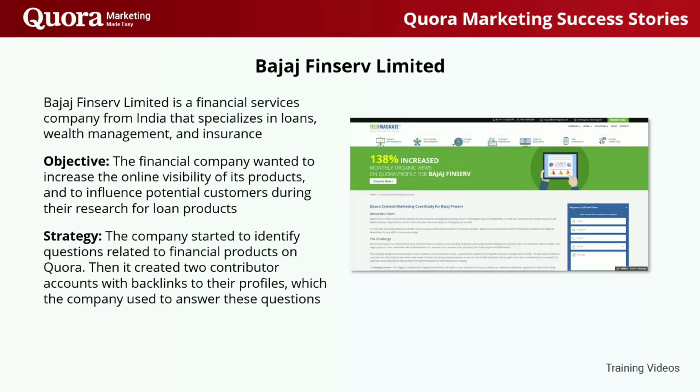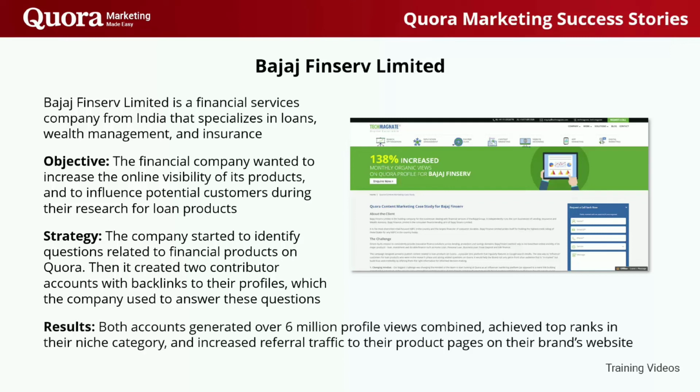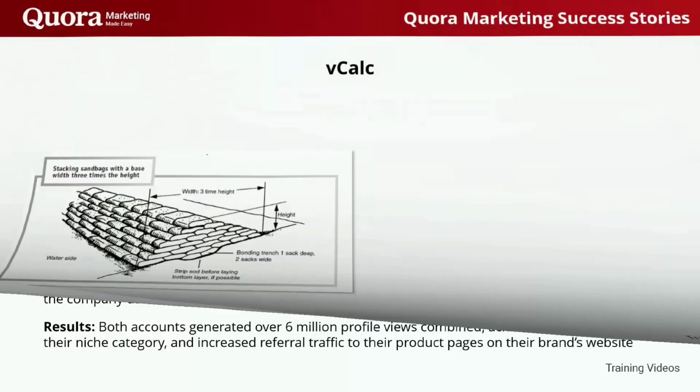Strategy. The company started to identify questions related to financial products on Quora. Then it created 2 contributor accounts with backlinks to their profiles, which the company used to answer these questions. Results? Both accounts generated over 6 million profile views combined, achieved top ranks in their niche category, and increased referral traffic to their product pages on their brand's website.